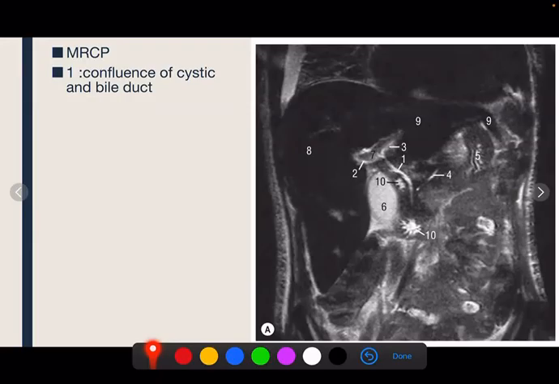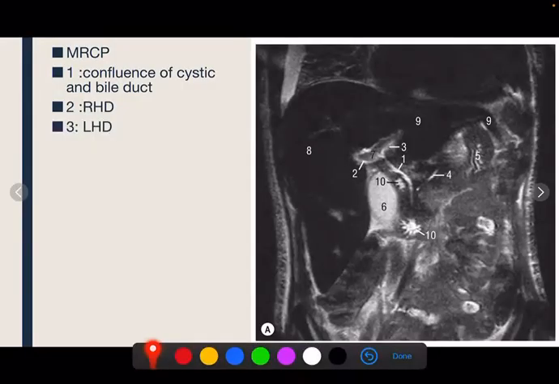Number 2, right hepatic duct. Number 3. This is the left hepatic duct. Okay.